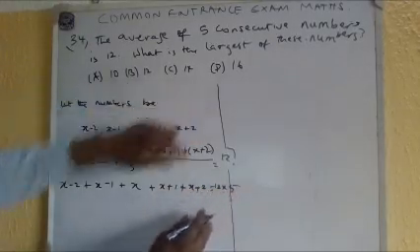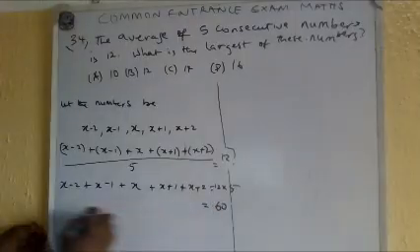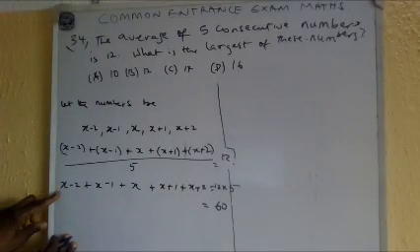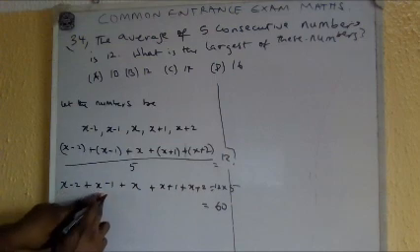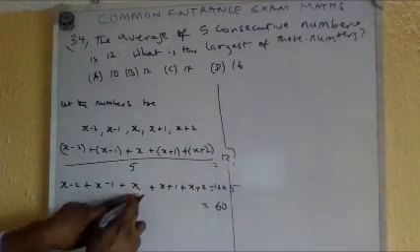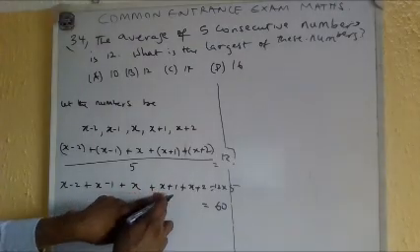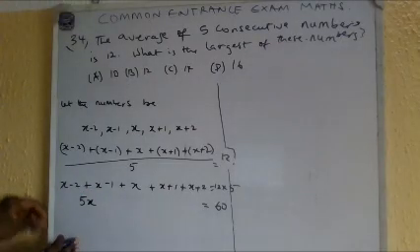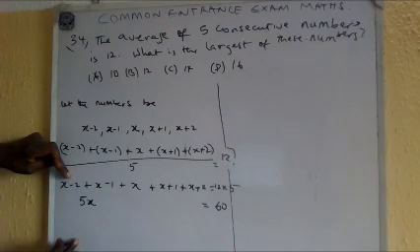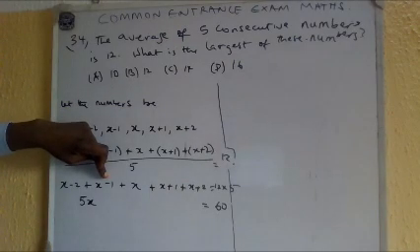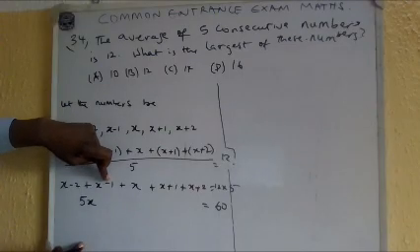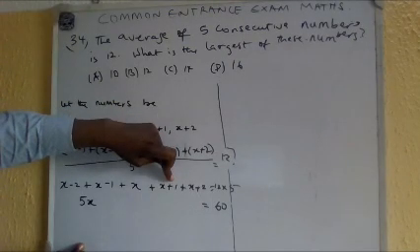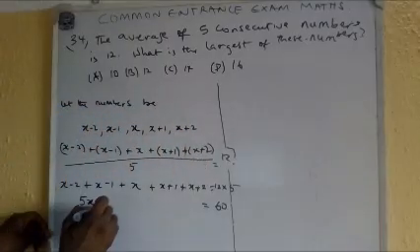12 times 5 is already 60. Now look at this one very well. I have x here. Let me collect like terms. x plus x is 2x. 2x plus x is 3x. 3x plus x is 4x. 4x plus x is 5x. So all the x give me 5x. Now I have minus 2 here. Minus 2 minus 1 is minus 3. Minus 3 plus 1 is minus 2. Minus 2 plus 2 is 0.